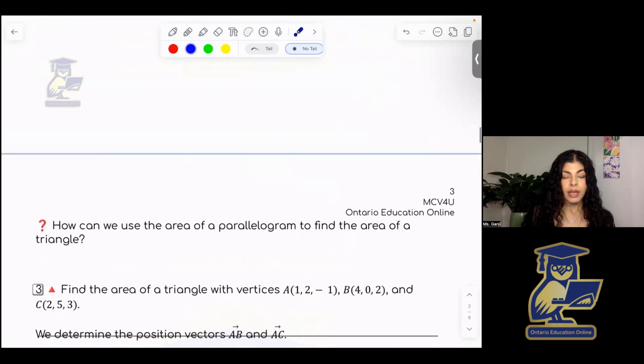And so now a question for you is, how can we use the area of a parallelogram to find the area of a triangle? Because you can be given, for example, two vectors and told that they are connected to form a triangle, and what is the area of that? So how could you find the area using what we just saw?